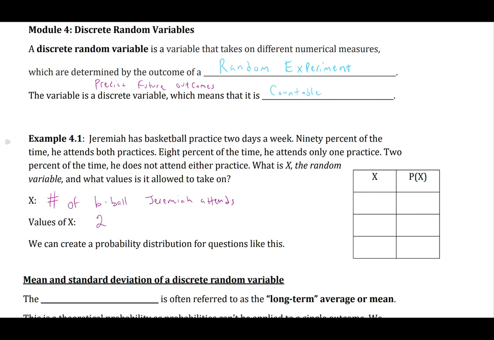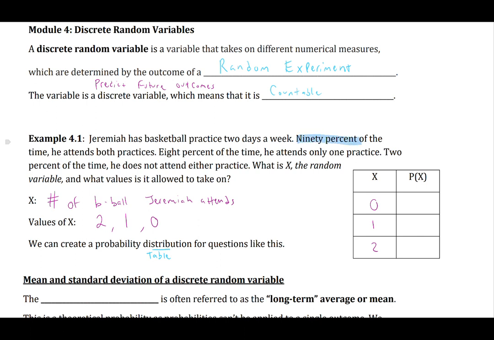And the values of x, this is going to be the confusing part. Jeremiah can attend 2 practices in a week. He could attend 1 practice in a week, or he could attend 0 practices in a week. So 0, 1, and 2, or 2, 1, and 0. Now, most of our discrete random variables will be in a probability distribution. Recall that a distribution is just a fancy word for a table. So we're going to fill in the probability distribution to the right for this experiment. So the x values, again, are 0, 1, or 2, and they represent the number of times that Jeremiah attends a practice in a week.